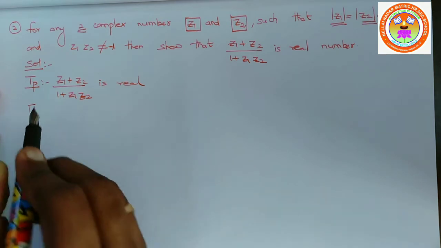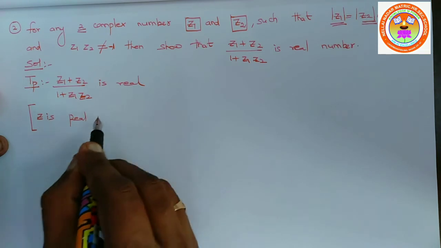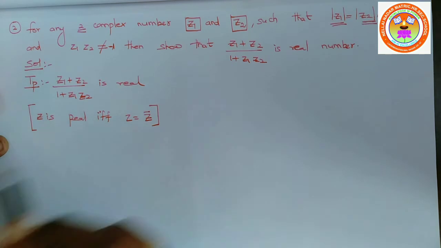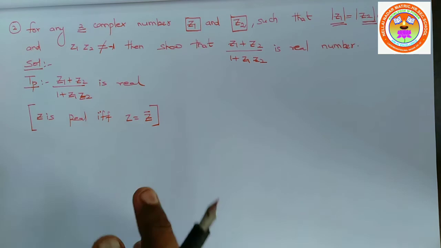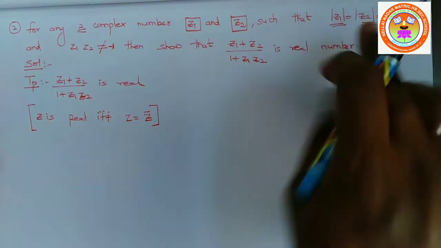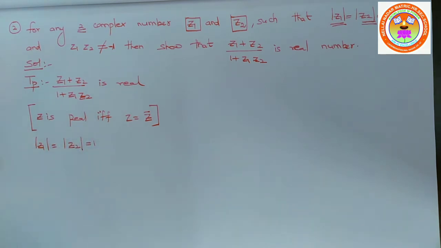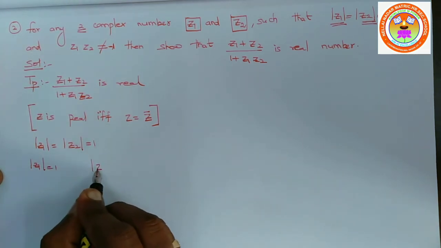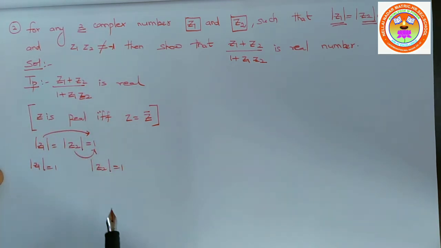You know the formula for real: z is real if and only if z is equal to z bar. This is the formula. If z is real, then we can say z is equal to z bar. They have given one condition. First we take this condition: modulus of z1 is equal to 1 and modulus of z2 is equal to 1.